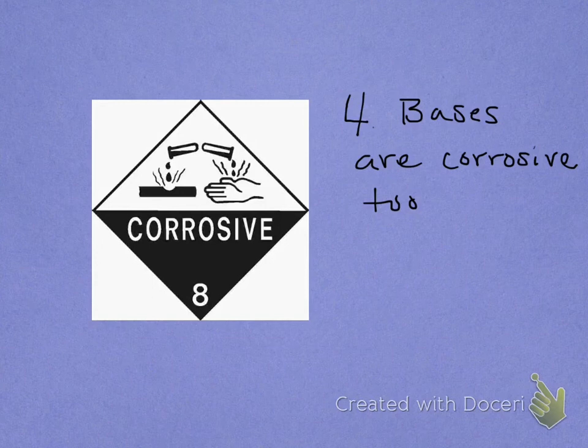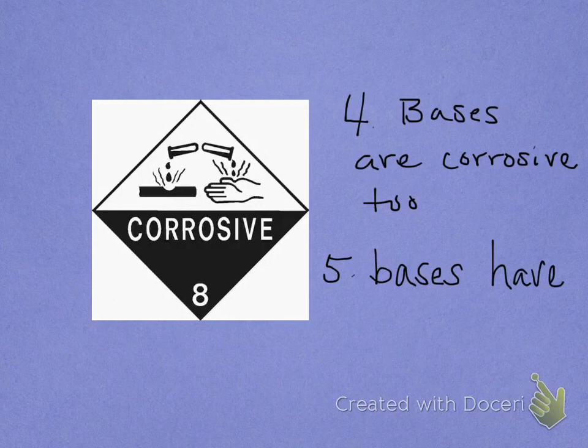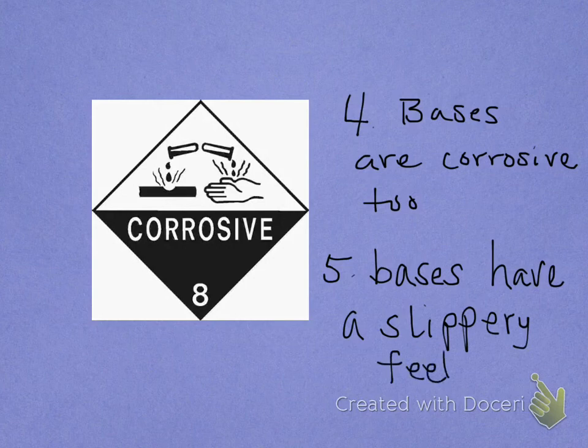And then that means that the 5th characteristic is that bases have a slippery feel, which we've already talked about. Soap, detergent, if you feel those, they feel very slippery to your fingers. Be careful though, again, because bases can be corrosive, so you don't want to test to see if it's a base just by touching it or tasting it.